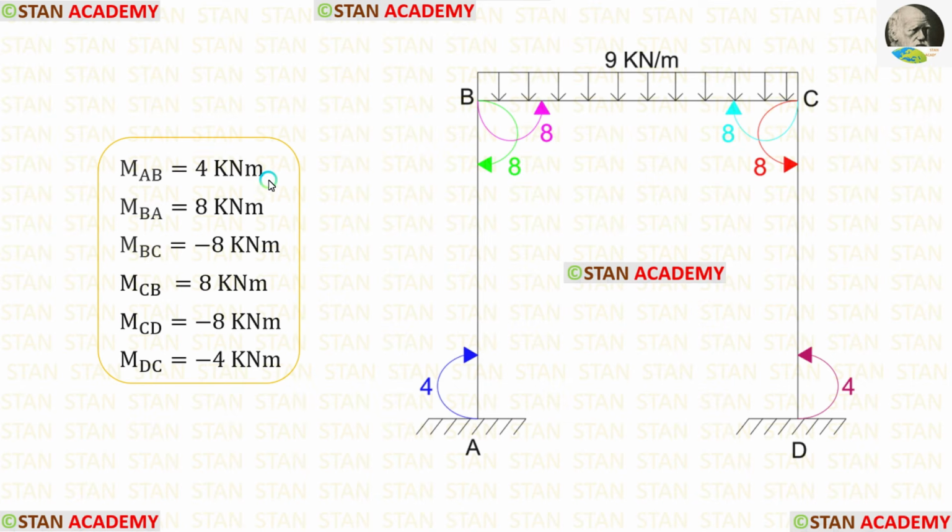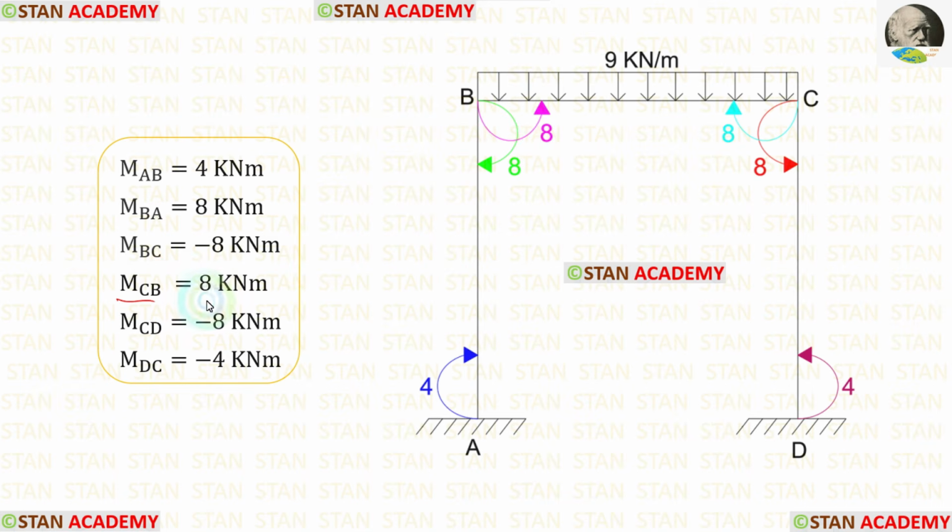For MAB, we have got a positive value. That means it is acting in the clockwise direction. For MBA also, we have got a positive value. That means it is also acting in the clockwise direction. For MBC, we have got a negative value. That means it is acting in the anti-clockwise direction.